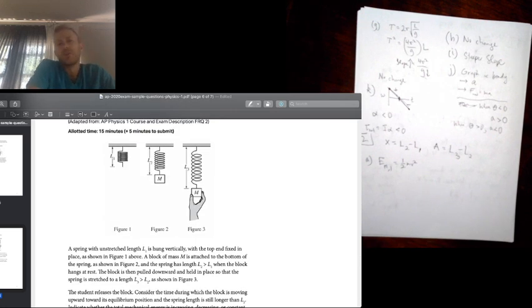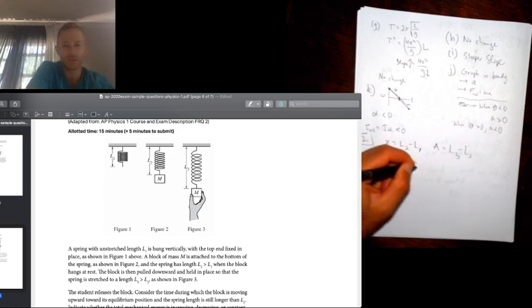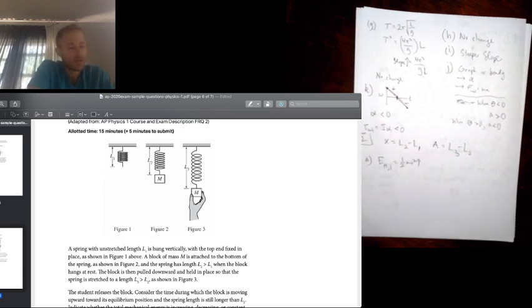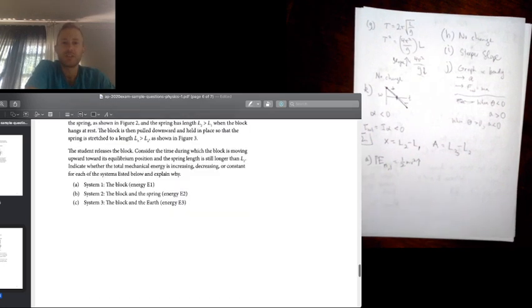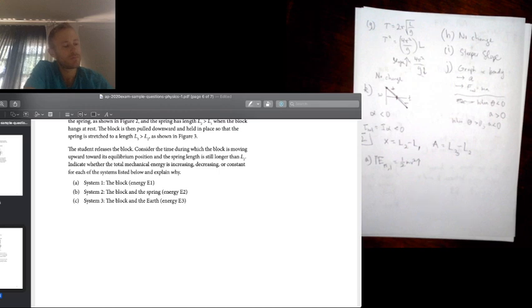So if we look at it, it's actually going to accelerate upward from L3 towards L2. So the velocity is increasing. So I would say that the mechanical energy of system 1 is increasing. For part B, what if we consider the block and the spring?